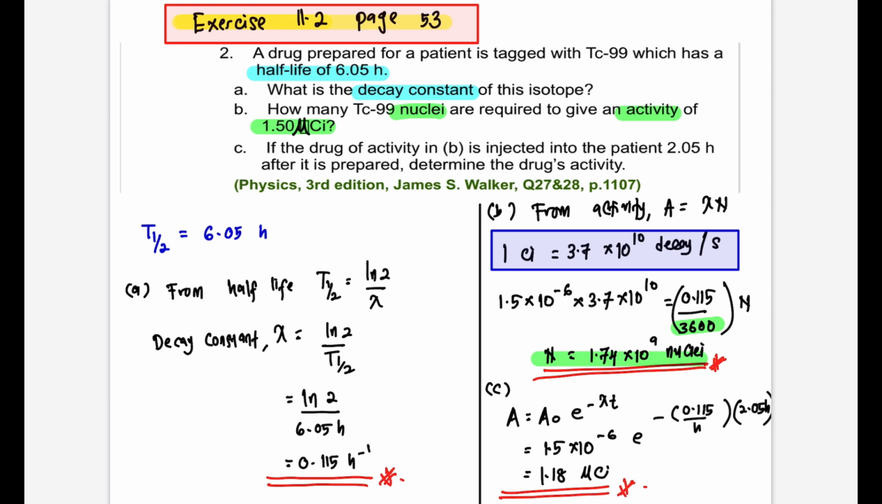And for the last question, determine the drug's activity after 2.05 hours. From the equation A equals A naught exponent negative lambda t, we just substitute the value of the initial activity that we got from B, and then lambda in unit per hour and t in unit hour. Okay, so we will get the answer as 1.18 microcurie.